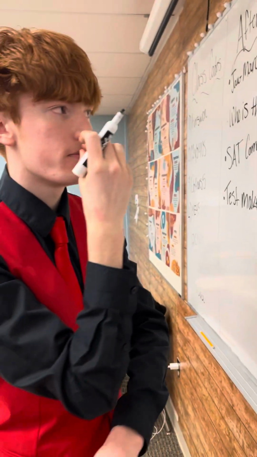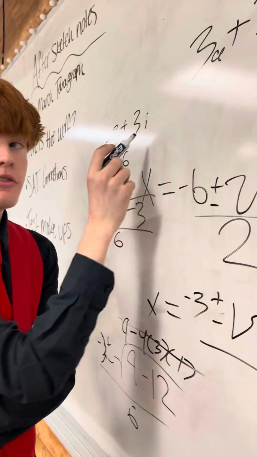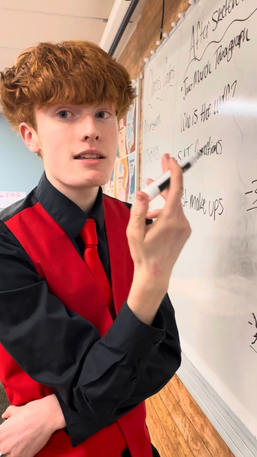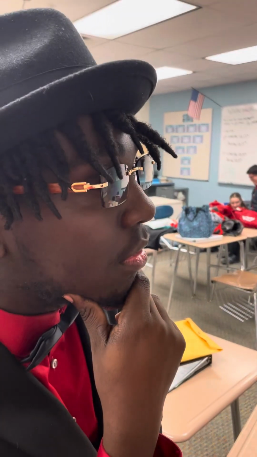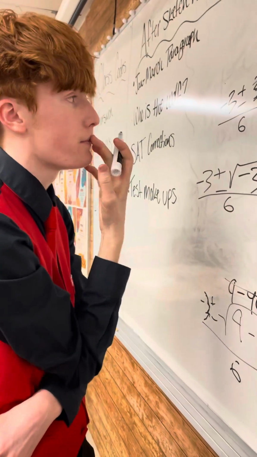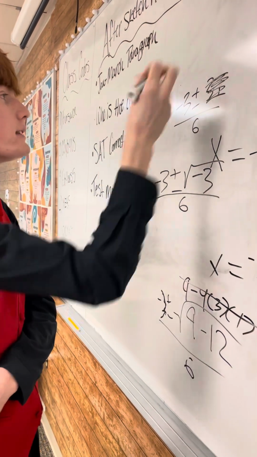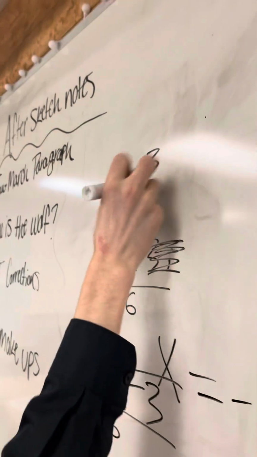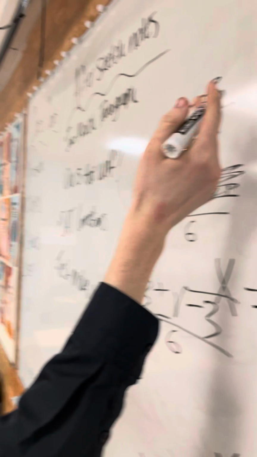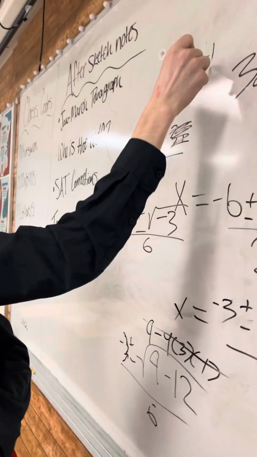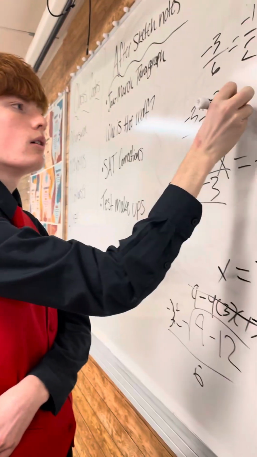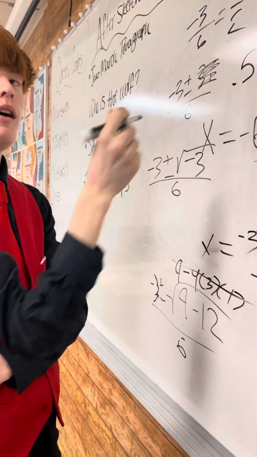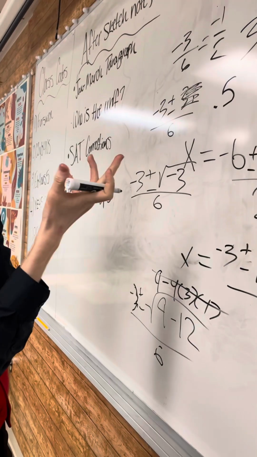Now when you think about it though, that i means imaginary, which means that number isn't real. Correct? So we can just get rid of that, right? So that leaves us with minus 3 over 6. And what does that also equal? Minus 1/2. So when we think about it, what does that also equal? 0.5.